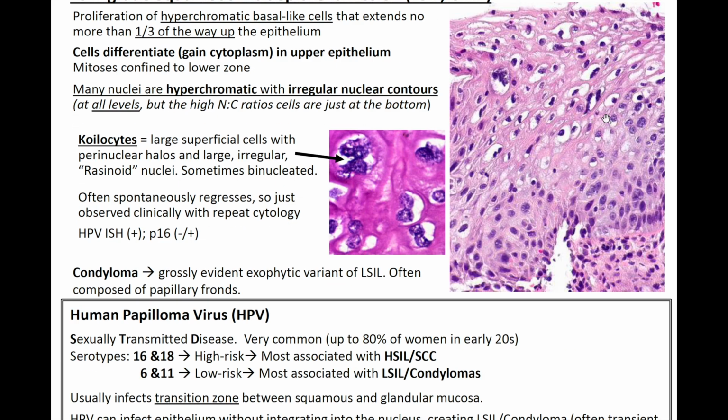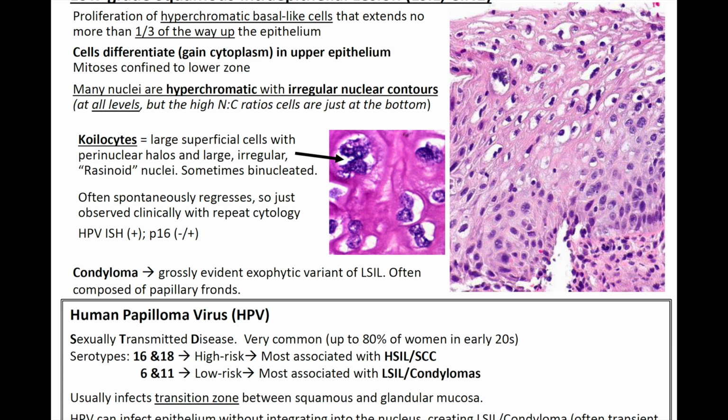And the first in this category is LSIL, so low-grade squamous intraepithelial lesion, LSIL or CIN1. This is a proliferation of hyperchromatic basal-like cells that extends no more than 1/3 of the way up the epithelium. The cells differentiate by gaining cytoplasm in the upper epithelium, and mitoses are confined to the lower zone.